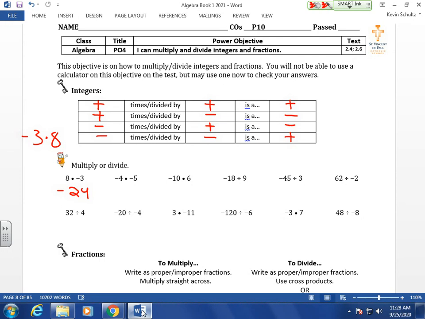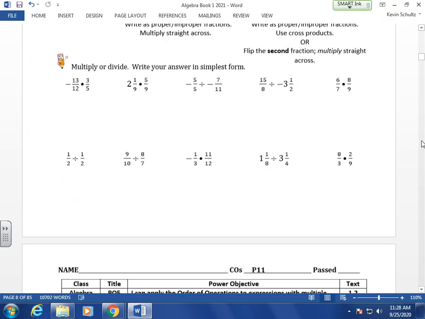Negative 120 divided by negative 6. What sign is that going to have? I'm in the second row, fourth one, second row. What sign will that have? Thumper. 20. Yeah, 20, and it's going to be positive because a negative divided by a negative is a positive. Okay, so really just focusing on the signs there. Questions on integers? Okay, very good.